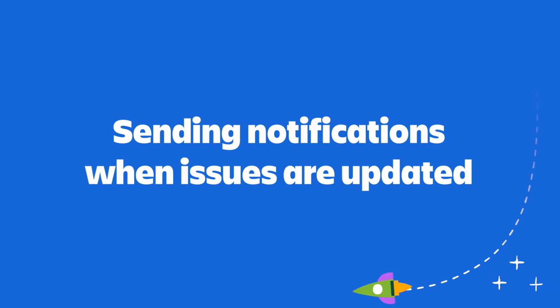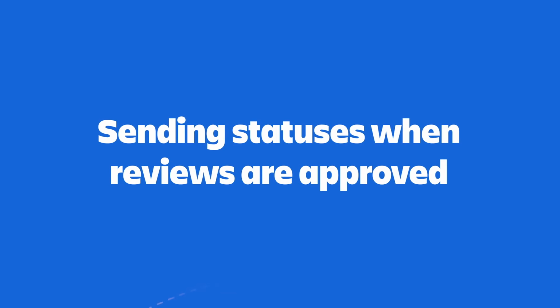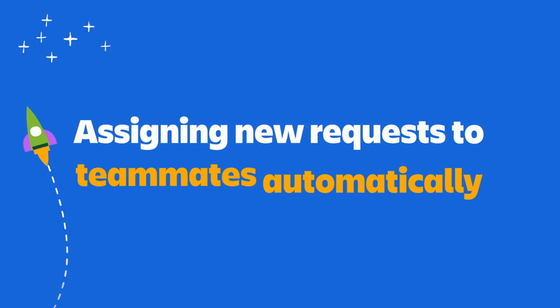You can use the same approach for all kinds of different workflows, setting notifications when issues are updated, sending statuses when reviews are approved, or assigning new requests to teammates automatically. With Rovo, setting up powerful automations takes seconds instead of hours, allowing your project to run smoother with everyone in the loop. Now let's take a look at one more really useful type of automation, automatically assigning work to the right individual. This is especially helpful if you work on a large team that gets new tasks constantly.